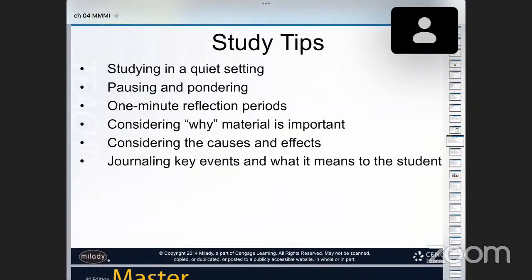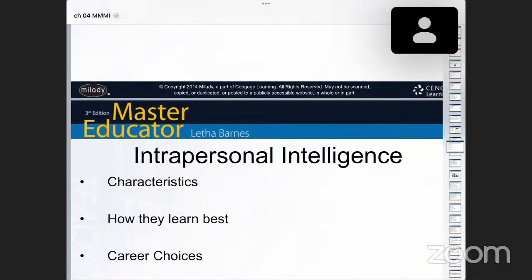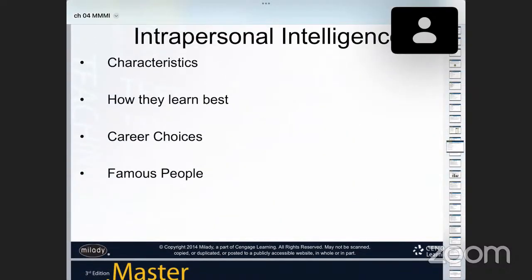How we study: quiet setting, yes. Just leave me be. I can't focus with a whole lot of other stuff. Just leave me be. Considering why material is important. So I want to know the why. And I have a friend that, once you tell them why, they want to know why is that for you. So there's another why behind that. And journals. So yes, I do write a lot of stuff down, a lot of key events and things of that nature.